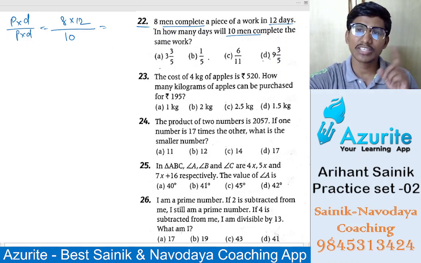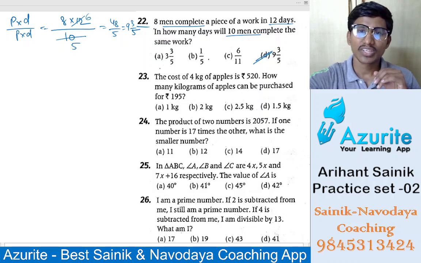They have given it in fractions, so 2 5s are 10 and 2 6s are 12. So 8 6s are 48 by 5. 48 by 5 means 9 and 3 by 5. Answer is option D here. Okay? Understood?